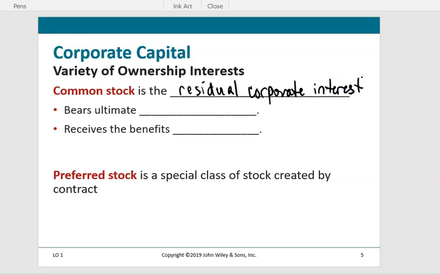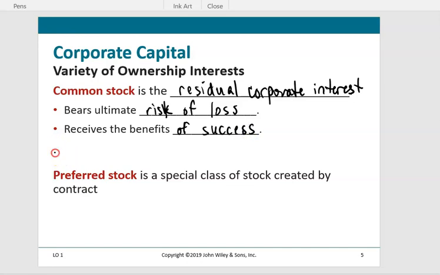Common stockholders bear the ultimate risk of loss because, as I said, first, all the creditors are paid off. So if there's nothing left for the common stockholders, then they have nothing. And they know that when they enter into becoming stockholders and buying their shares of stock. The reason that they're willing to do this is because stockholders receive the benefits of success. They have the most upside potential.